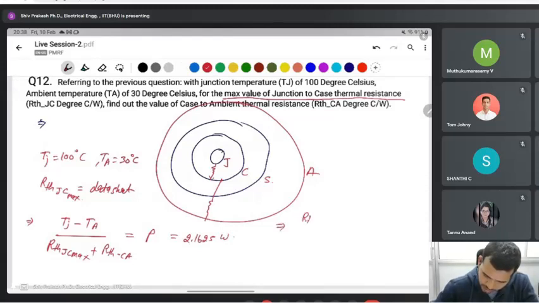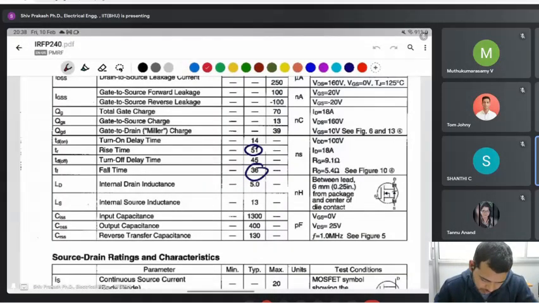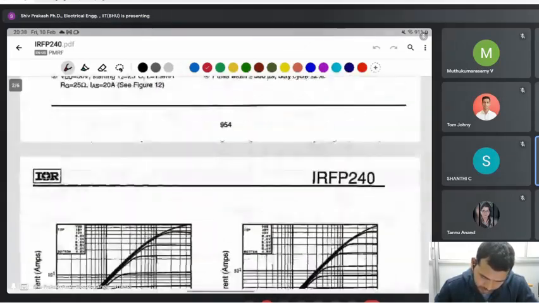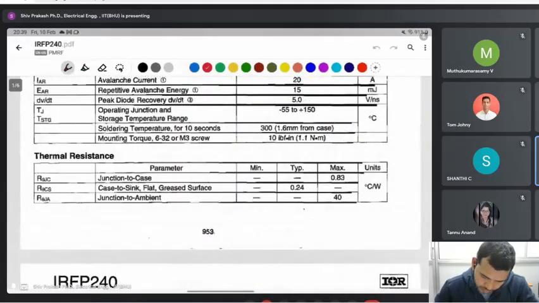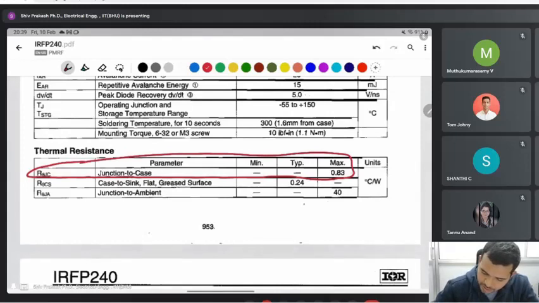And RTH Jc max is on the data sheet. Let's see the data sheet. Here it is given, junction to case maximum 0.83 degree centigrade per watt.